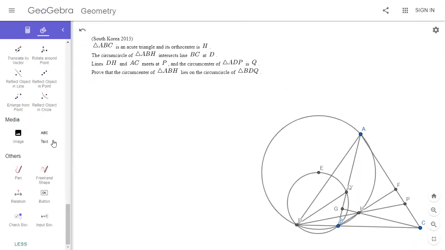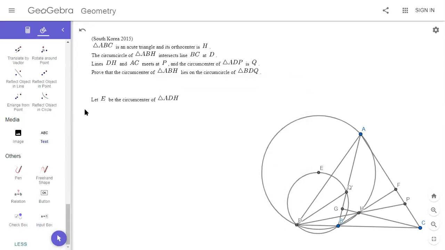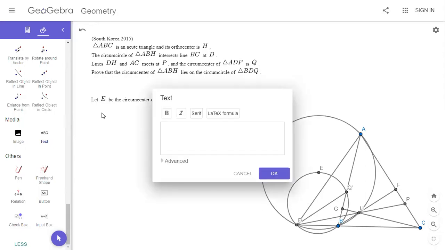So here's my text. Let E be the circumcenter of ADH. And let Q prime be the intersection of EDB with AB.